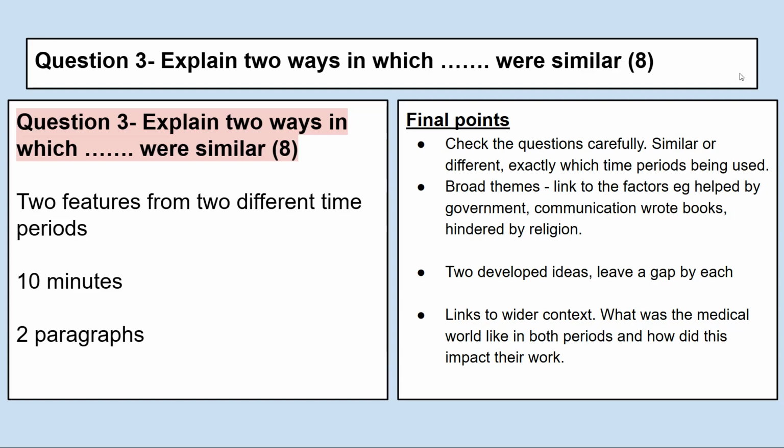Think about broad themes in your answer. Link to the factors that might help you. How did government impact? How did communication impact? How was it hindered by religion? You're ideally looking for two developed ideas in those 10 minutes. Leave a gap by each to make it really obvious to your examiner where your new ideas come in.